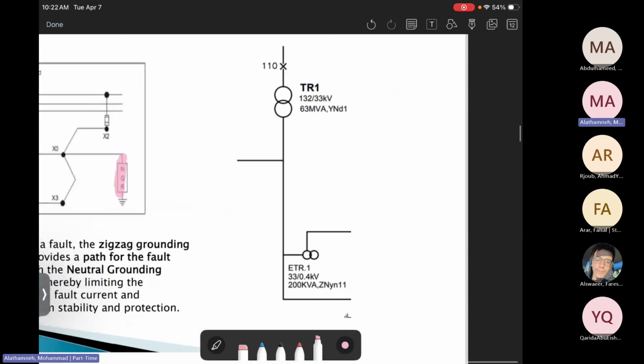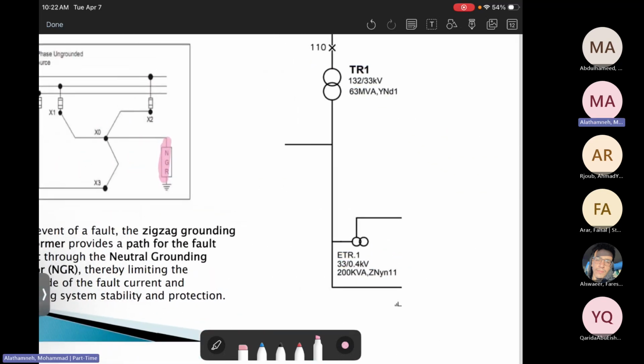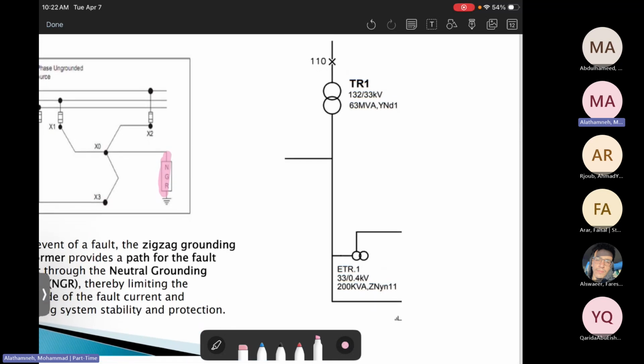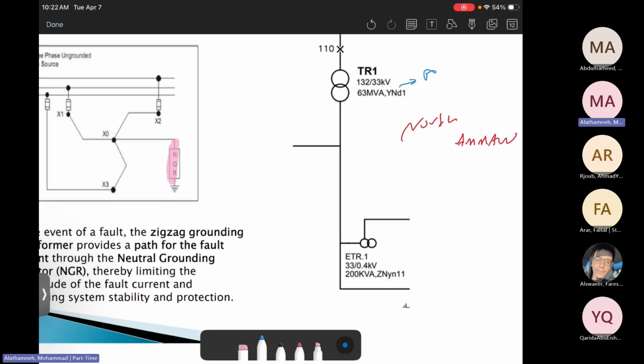Then the other thing, when you look at it, do you remember this from the single line diagram of the substation? This is, I think, from North Amman substation. I believe it's from North Amman, whatever. Then when you look at it, we already discussed this before. We said TR1, which is 132 kilovolt to 33 kilovolt, is a power transformer.